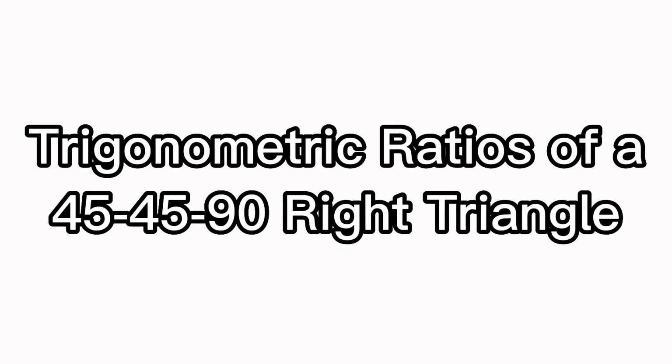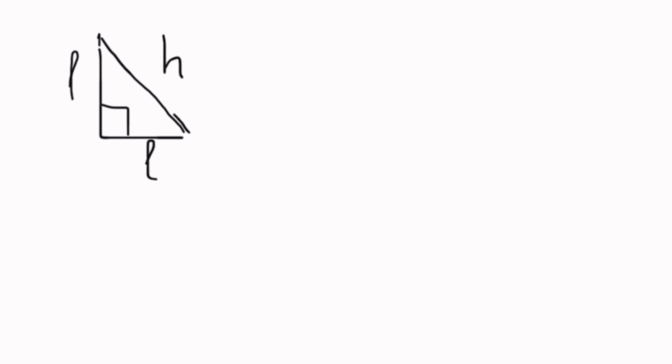For this video, I will be discussing the trigonometric ratios of a 45, 45, 90 degree right triangle. So in a 45, 45, 90 degree right triangle, this is a leg here, and this is also a leg, and this is the hypotenuse. So if we're going to use the Pythagorean theorem, we're going to have L squared plus L squared equals hypotenuse squared.